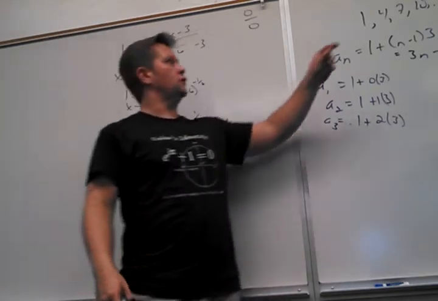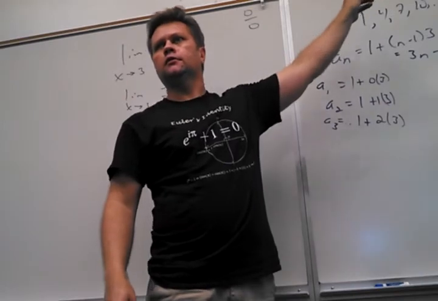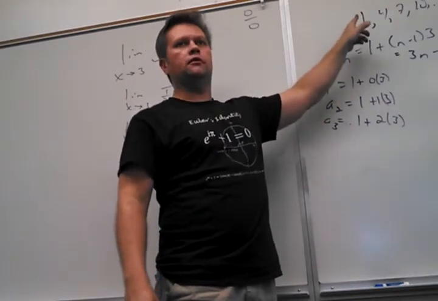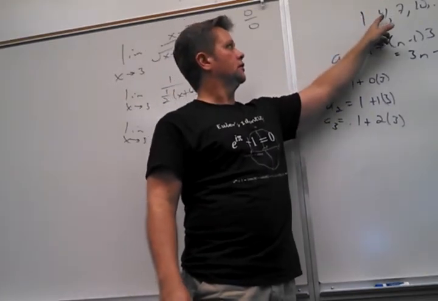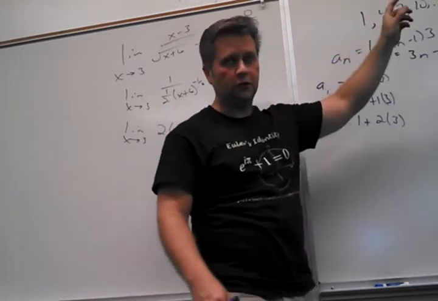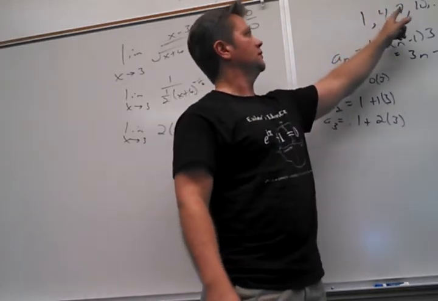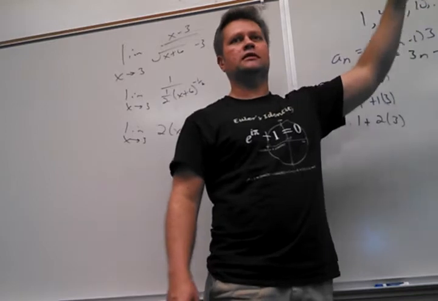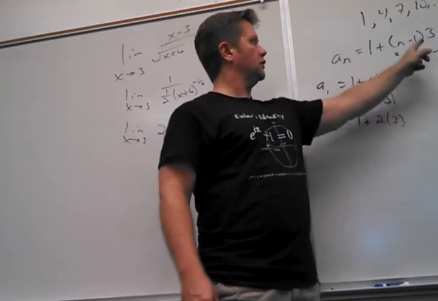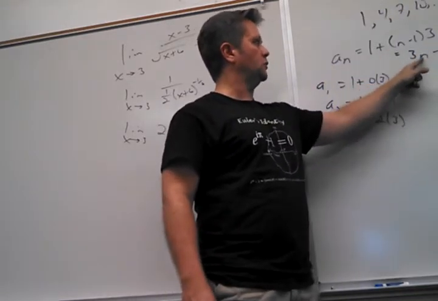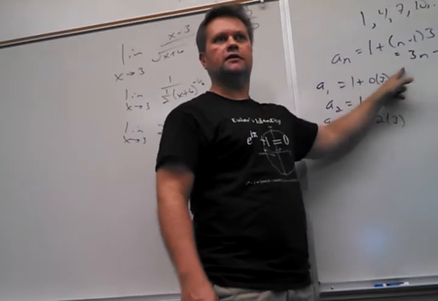Some of you might realize if you add 2 to each of these, what do you get? 3, 6, 9, 12. Does that sound familiar? Yeah, so that's why it's 2 off from being multiples of 3. That's really what that says.